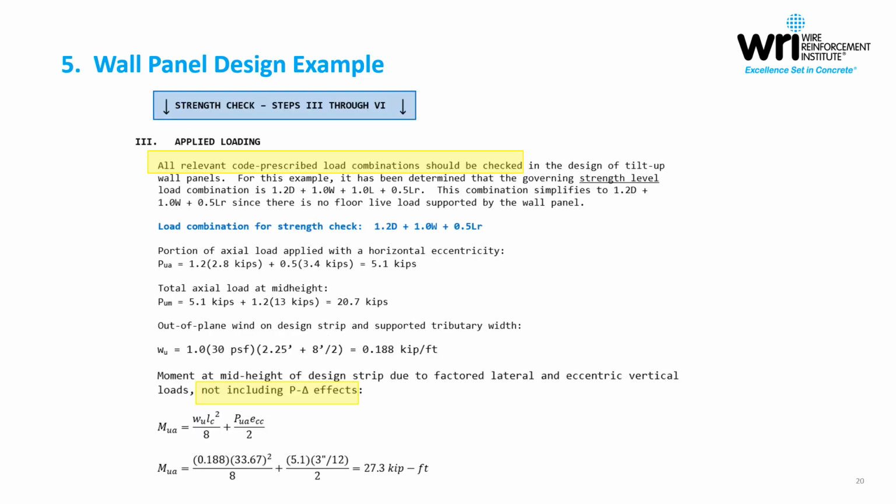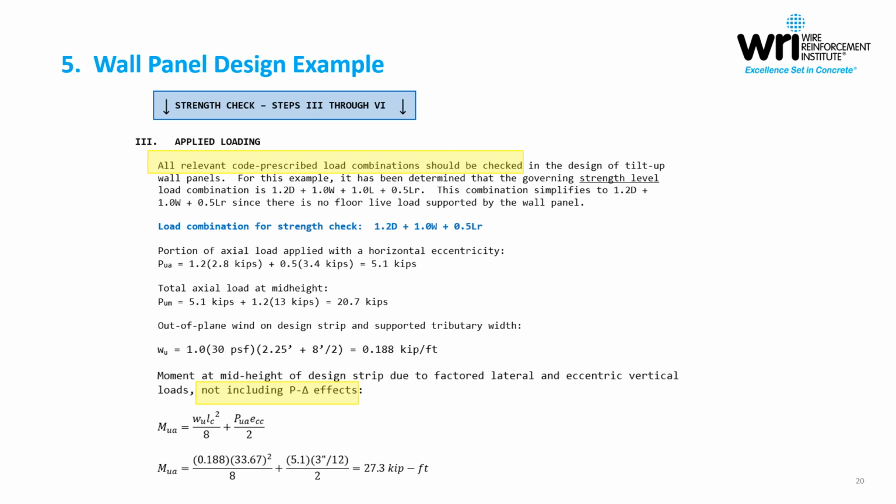Steps 3 through 6, this is going to be our strength check. So step 3, note that for time's sake here, we're only focusing on one load combination. Obviously, as a designer, you have the responsibility to check all relevant load combinations that are outlined in the code that are appropriate for the particular application. Here, just for this example, we're focusing on one.